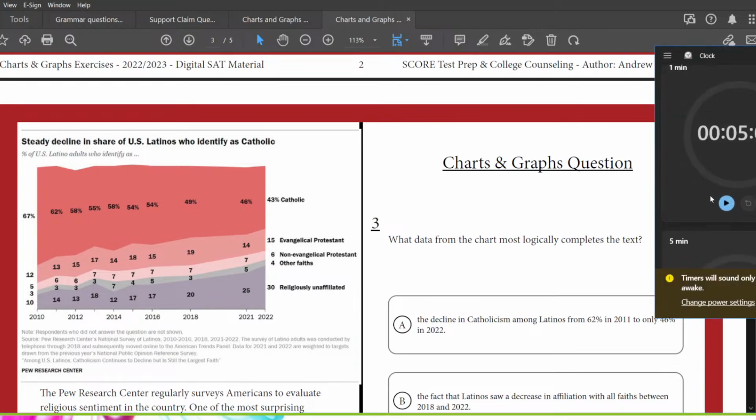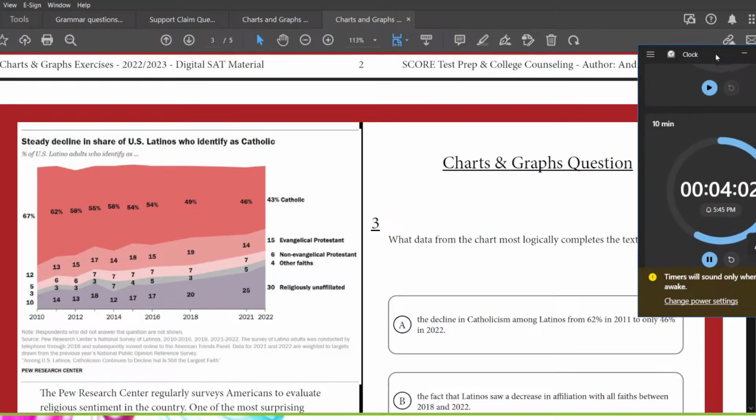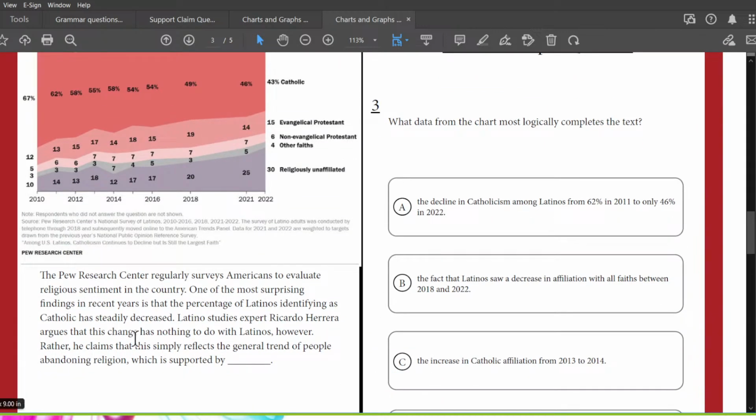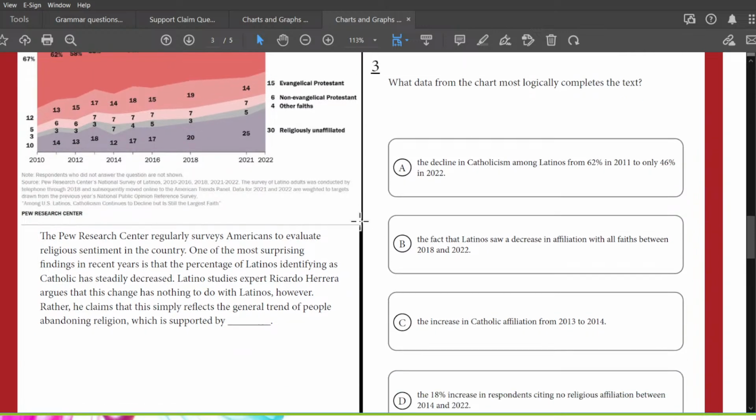Let's see how much time we got. We're still at, all right, 4 minutes. Okay, so this is all I need. And then I would just choose that, yeah.